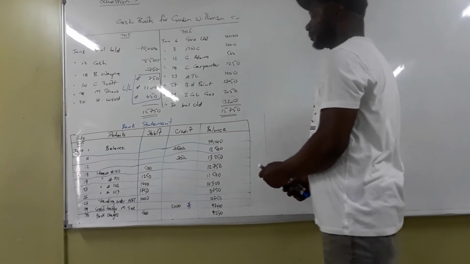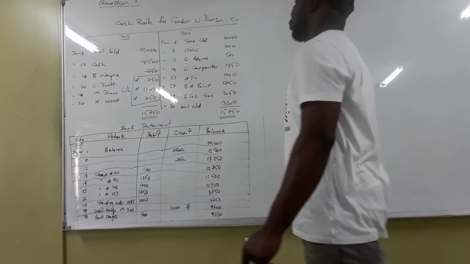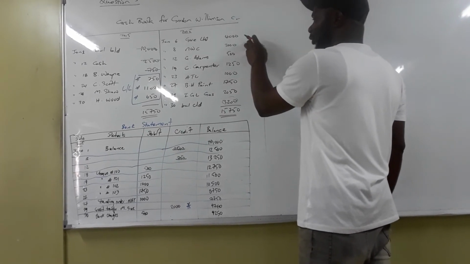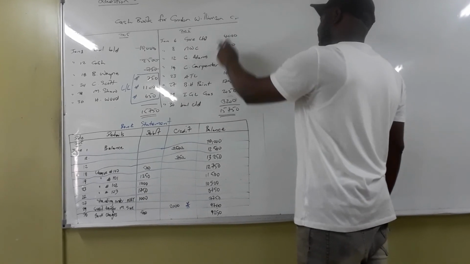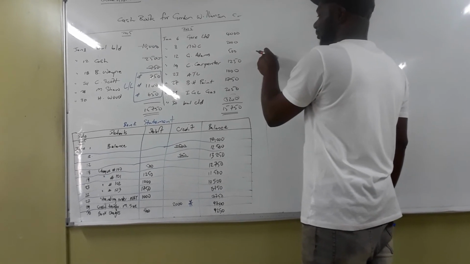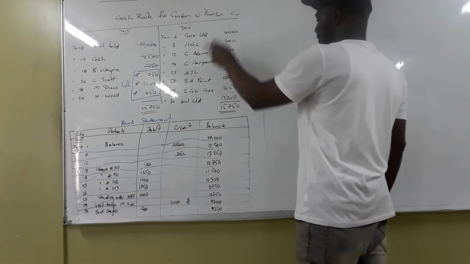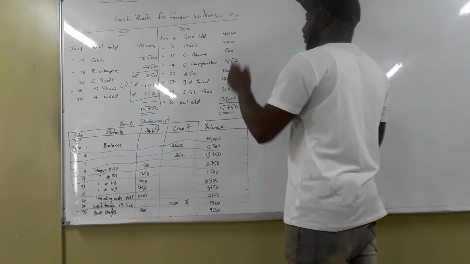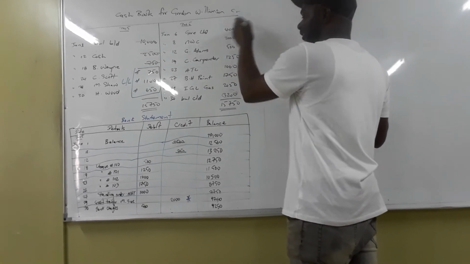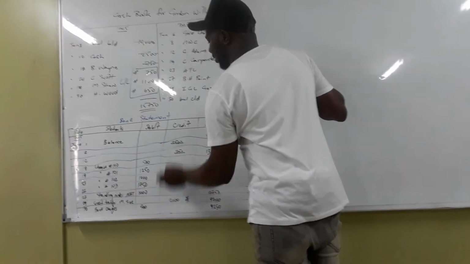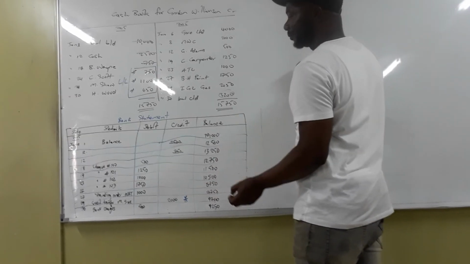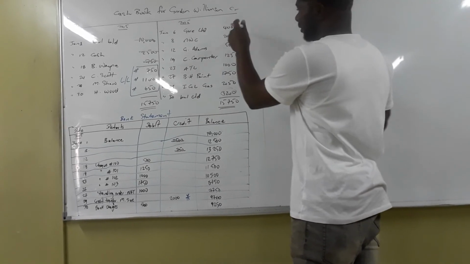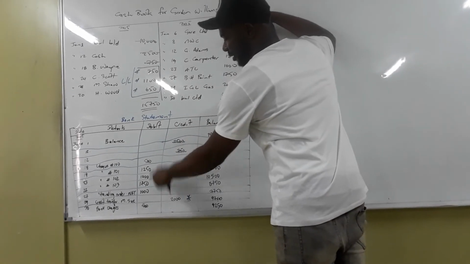Alright? Cool. Now what we'll be doing now, we'll be comparing the credit side of our cash book with the debit side of our bank statement. Now let us go. First, on June 6th, Gore Limited, $4,000. Is it found on your bank statement?